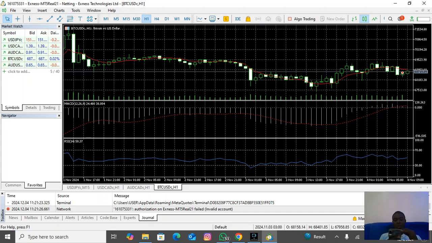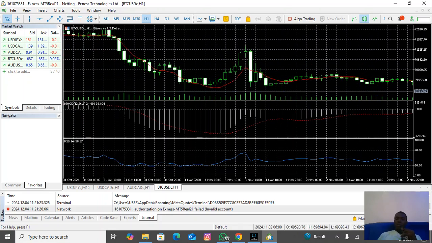Now, the relative strength index, which is the RSI, is a momentum oscillator that measures the speed and change of price movement, ranging from 0 to 100, right? So the relative strength index is used for momentum, to identify the momentum of the market. What's the momentum? If the momentum is bullish or bearish, right?